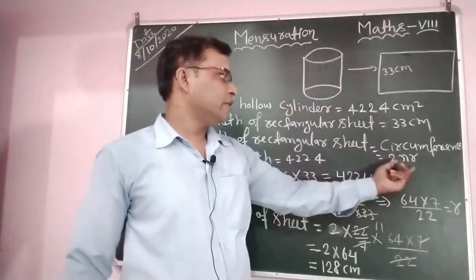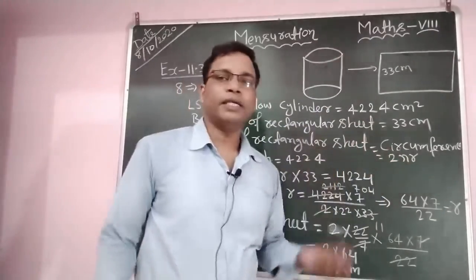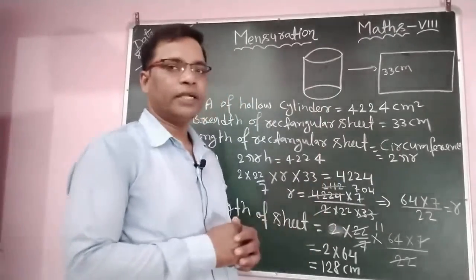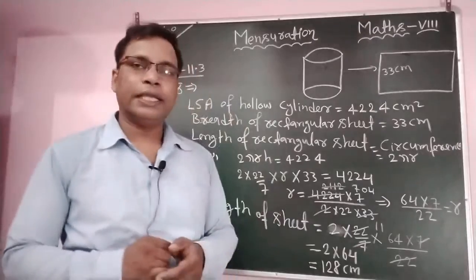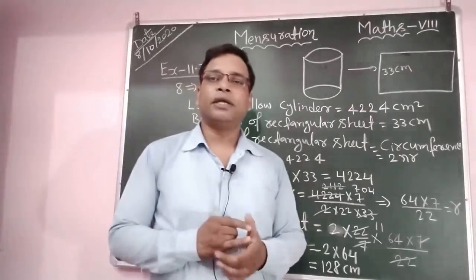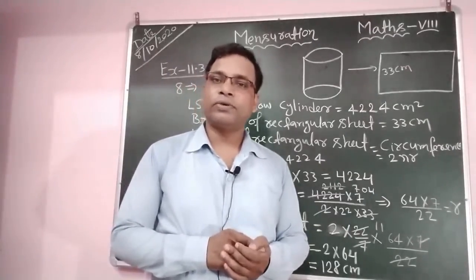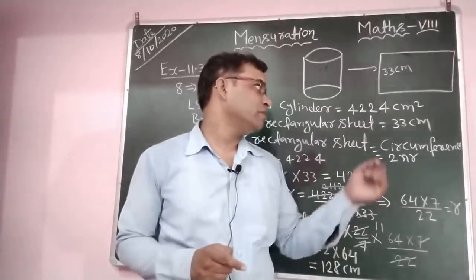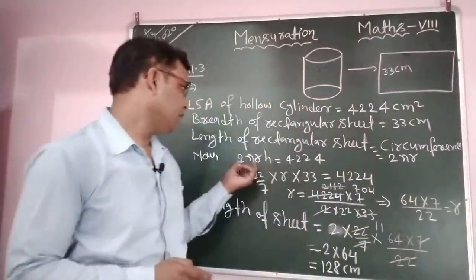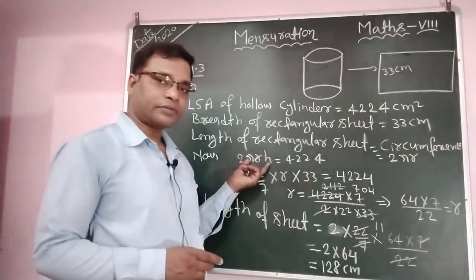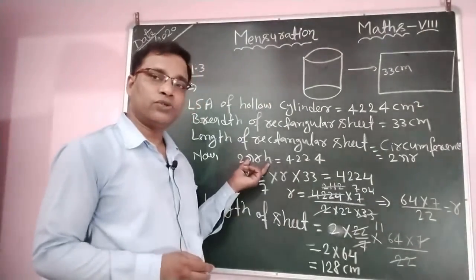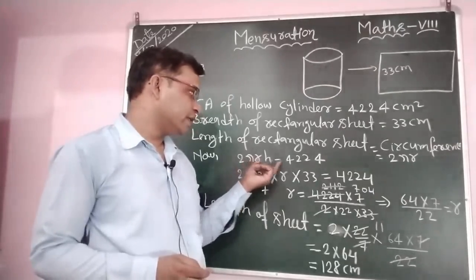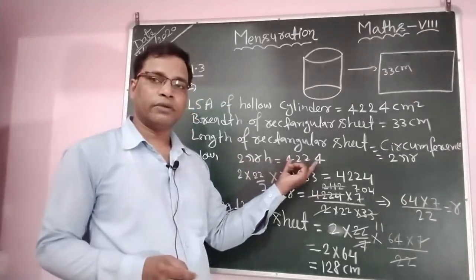So the circumference of the cylinder is 2 pi r. First we find the present radius of the hollow cylinder. How can we find it? This is given: the curved surface area of the hollow cylinder is 4224 centimeter square. The CSA of a hollow cylinder is 2 pi r h. This is equal to the given 4224.